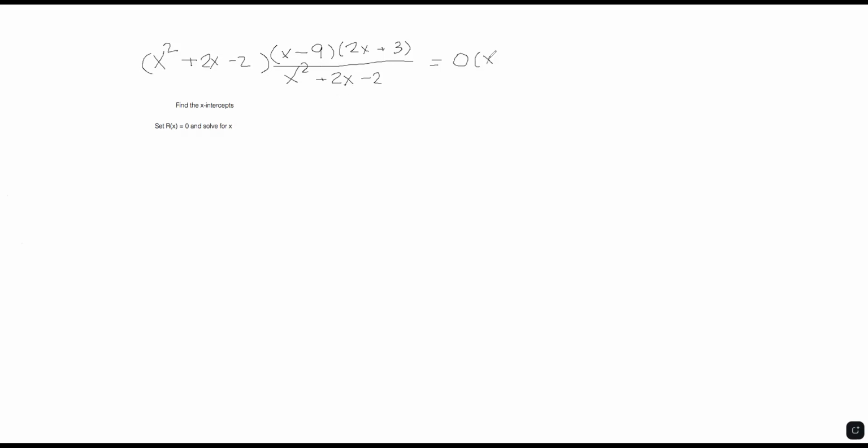That'll make it no longer a rational function. We'll only have one single quadratic to deal with. So then we simplify. What's on top here is going to cancel with what's on the bottom here. And then 0 times anything is just 0, so the right-hand side is still going to just be 0. So let's rewrite this. We have x minus 9 times 2x plus 3 equals 0.